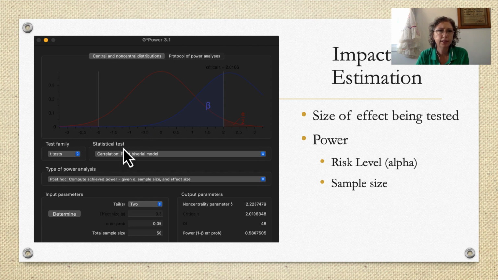So what they did here, they used something like G-Power, an application, to determine how much power the test had after the fact. They put in that it was a correlation, it's a post hoc, in other words, they already have the alpha, sample size, and the effect size. So the alpha, 0.05, the sample size was 50, and their power was 0.59 right there. That's how they got to that.